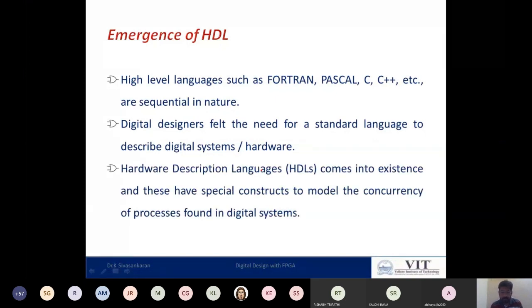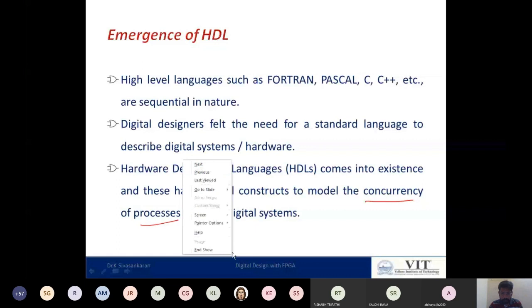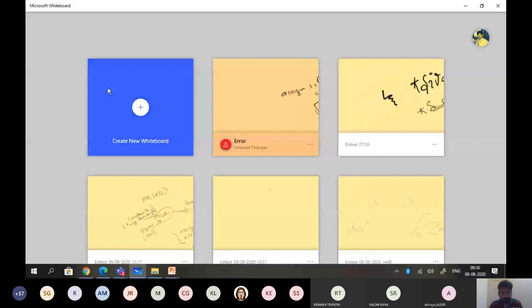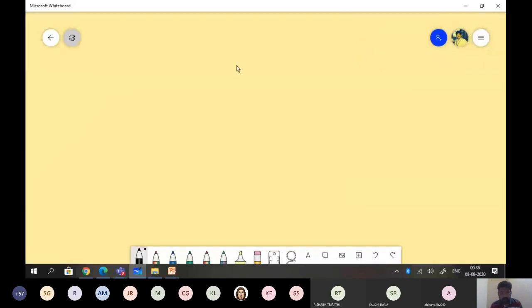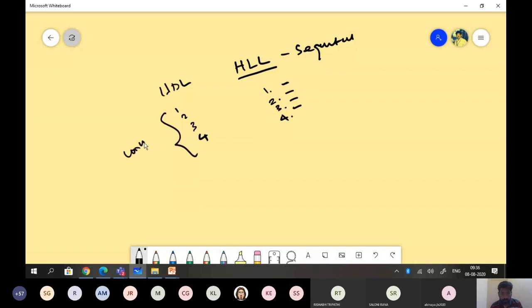HDL came into existence, and it has special concepts to model the concurrent processes found in digital systems. So what does that mean? One is sequential, which as I told you, high level languages are. That means the set of instructions will execute one after the other. After executing the first instruction, we go for the second, then third and fourth. Whereas in HDL, if you have 1, 2, 3, and 4, all will execute concurrently.